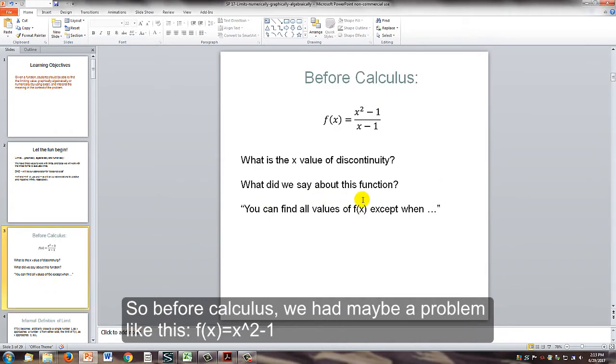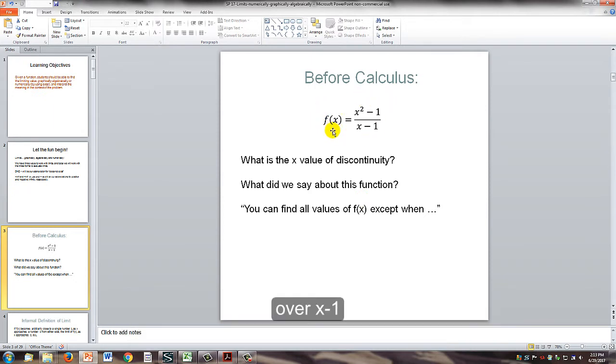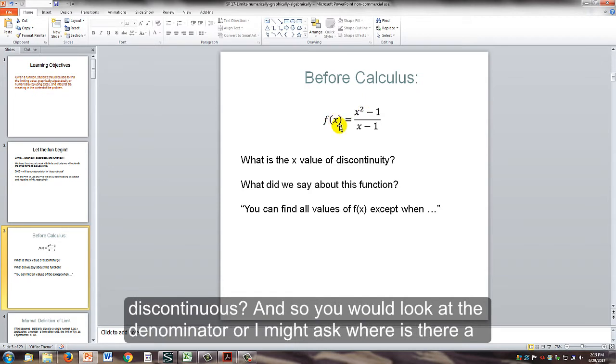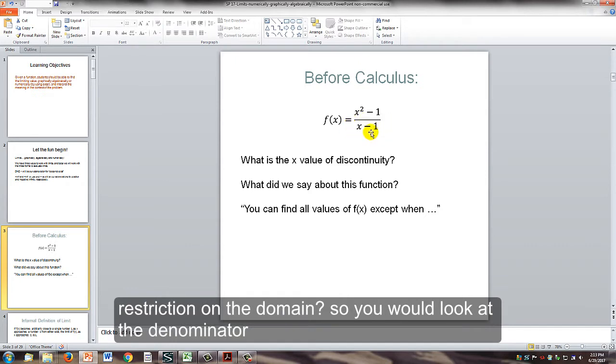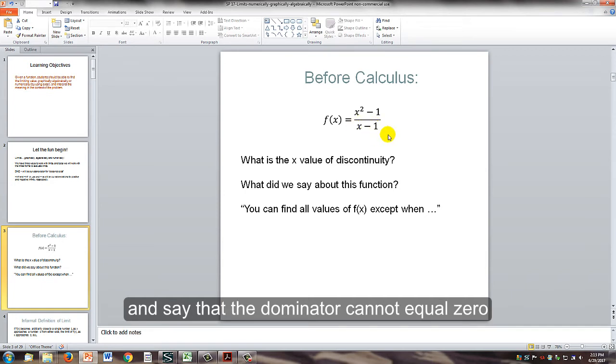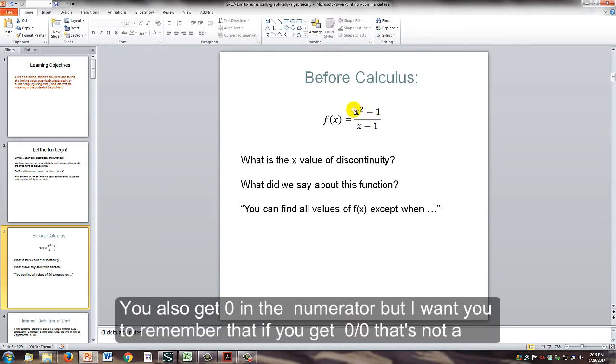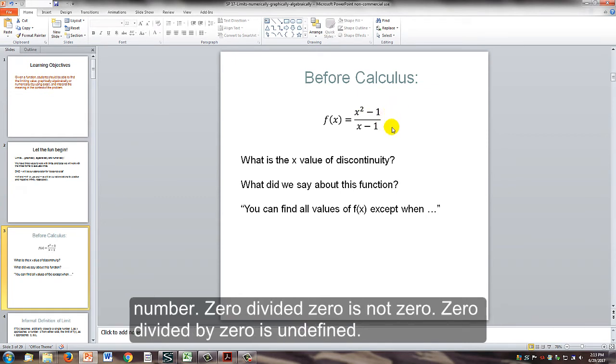So before calculus, we had maybe a problem like this: f of x equals x squared minus 1 over x minus 1. And we might ask, where is this function discontinuous? And so you would look at the denominator, or I might ask, where is there a restriction on the domain? So you would look at the denominator and say the denominator cannot equal 0. So when x is 1, you get 0 in the denominator. You also get 0 in the numerator, but I want you to remember that if you get 0 over 0, that's not a number. 0 divided by 0 is not 0. 0 divided by 0 is undefined.